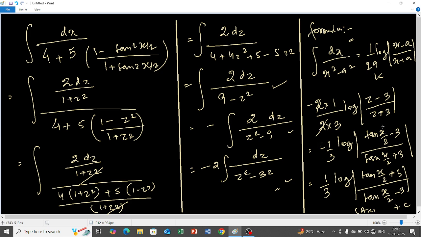Because of this minus, I'm bringing this minus on top of the power of log. So what is happening, the denominator is going up and the numerator is coming down. 1 by 3 into log of (tan x/2 plus 3) by (tan x/2 minus 3).